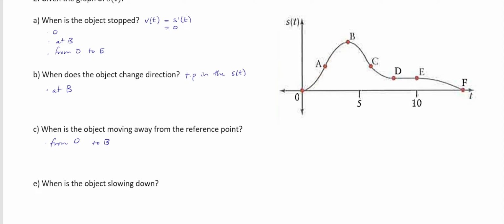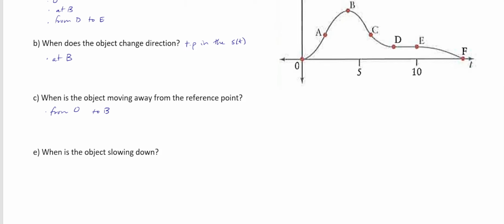And then when is the object slowing down? All right, so the object slows down when the slope of the graph goes towards 0. So I'm going to draw some slopes right here. Okay, let's look at from 0 to A. Well, the slopes from 0 to A seem to be getting larger. So 0 to A doesn't work.